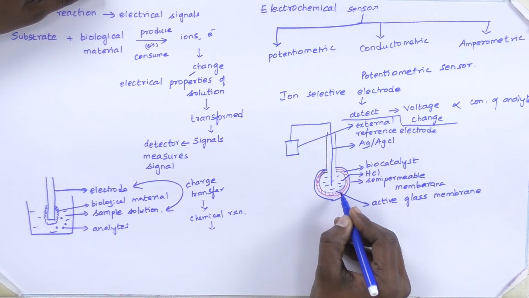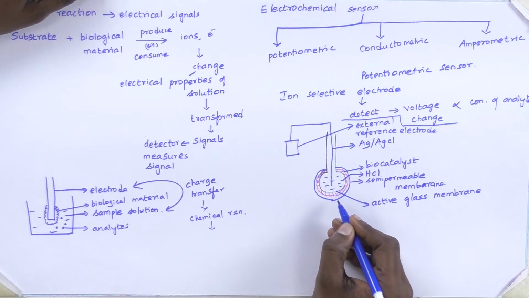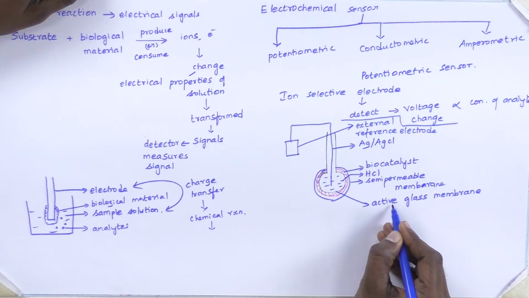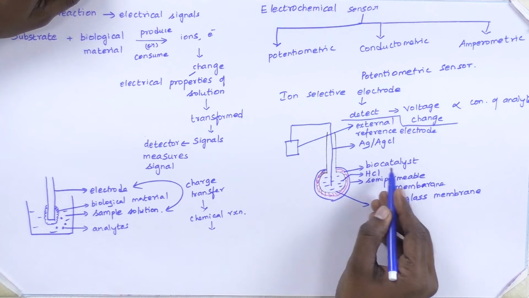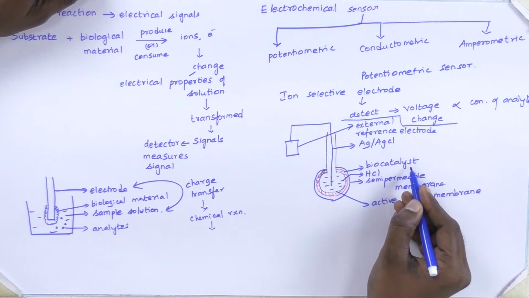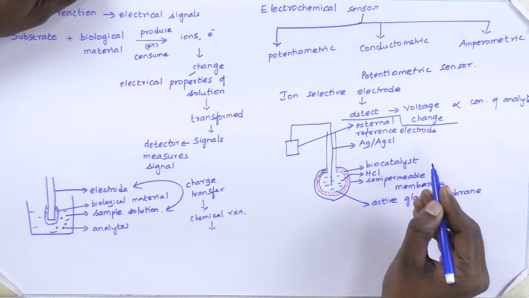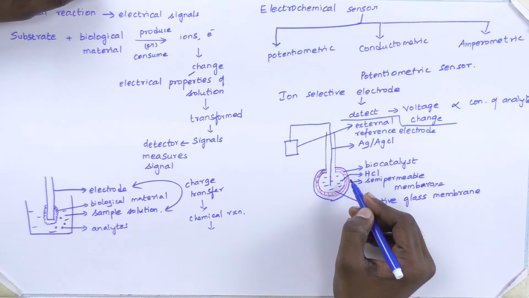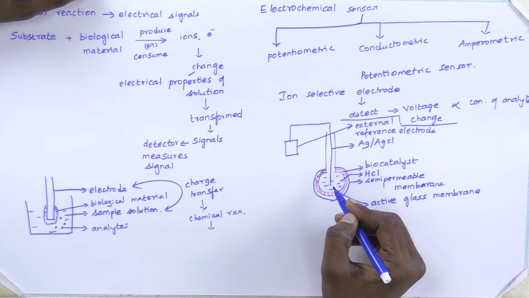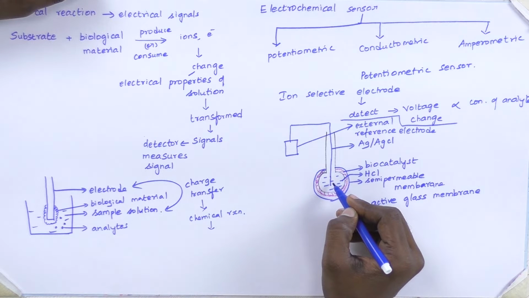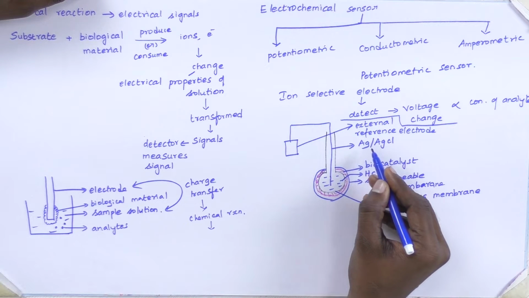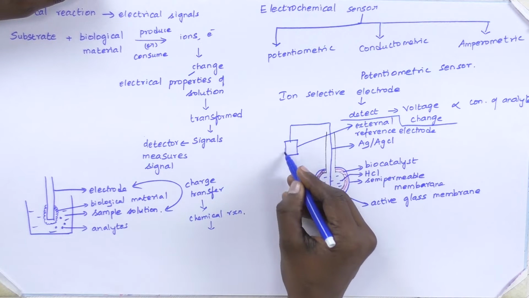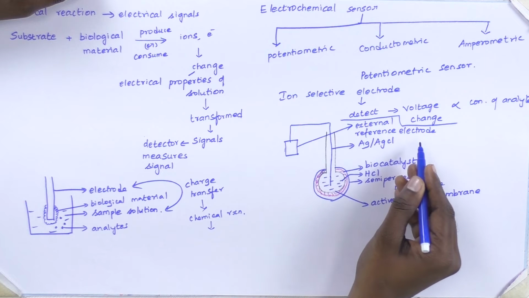This is the schematic representation of the ion selective electrode. It consists of an active glass membrane which is surrounded by a biocatalyst or an enzyme. This enzyme reacts selectively with the analyte present in the test sample. Inside the electrode, it consists of a HCl solution. The electrode consists of silver chloride as a reference electrode. It is also connected with an external reference electrode.